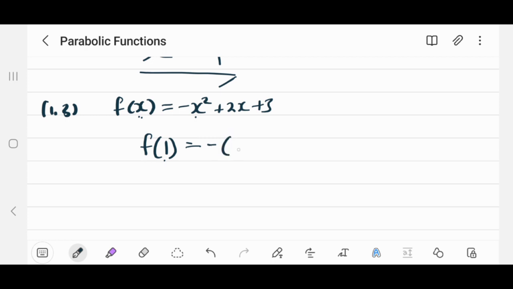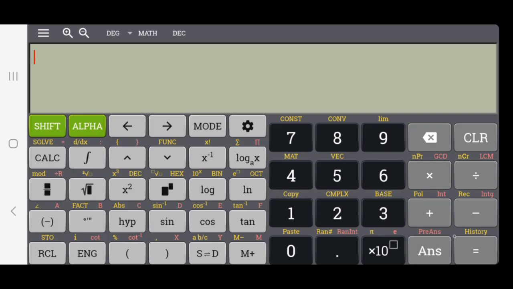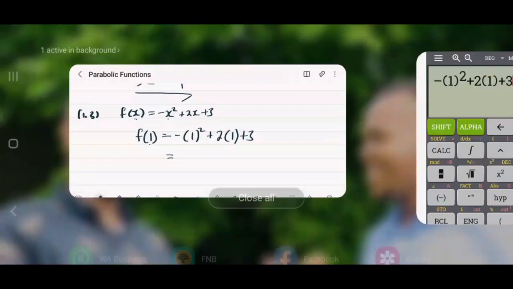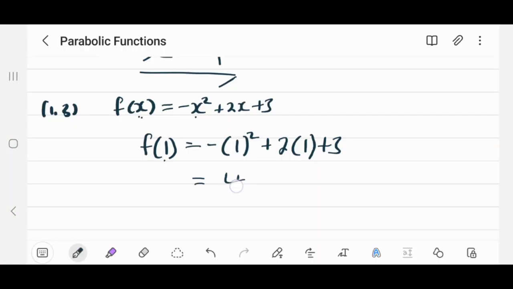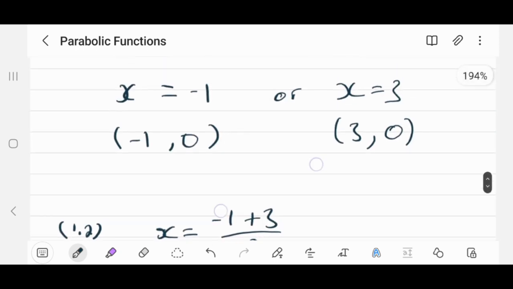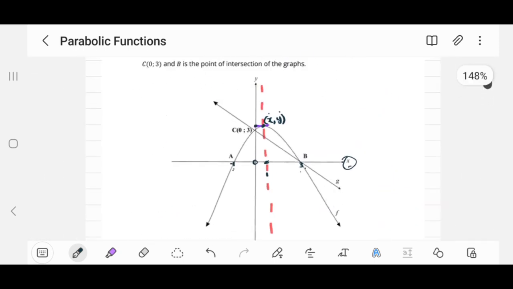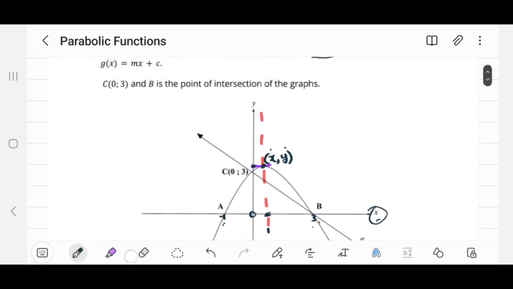So this is -1 squared plus 2 of 1 plus 3, then I'm going to get the output of that. Okay, so that is negative 1 squared, plus 2 of 1, plus 3, so that is 4. The output is 4. So that means the turning point here will be (1; 4).